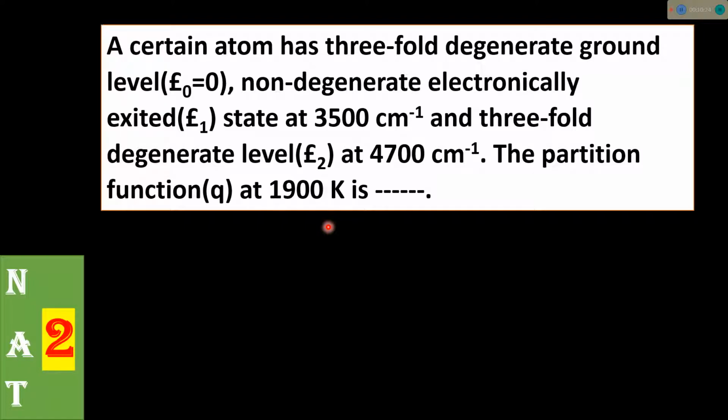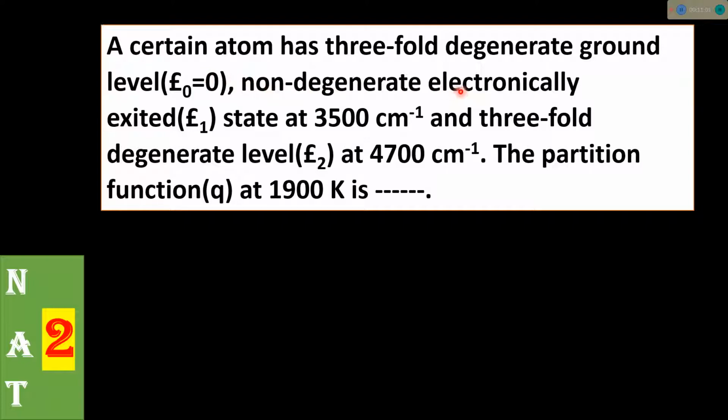So this is NAT question number 2 from Statistical Thermodynamics. So let's read the question. A certain atom has a threefold degenerate ground level, that is energy epsilon 0 equal to 0. Normally the ground level energy is 0, but for a non-degenerate electronically excited state it is not always 0. Here epsilon 0 equal to 0 is mentioned, so we should write that epsilon 0, the ground level energy, is equal to 0.